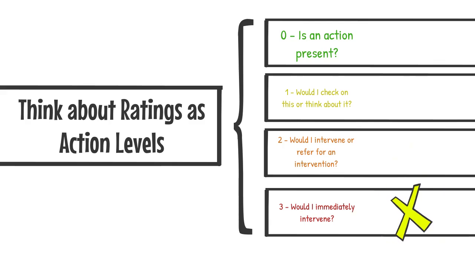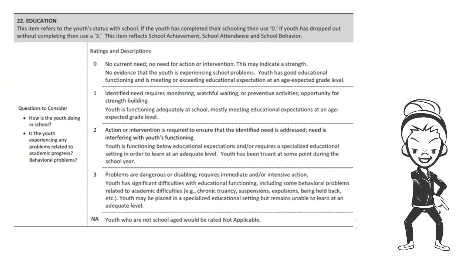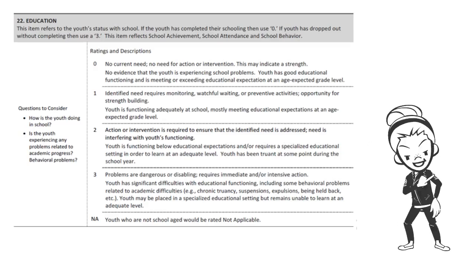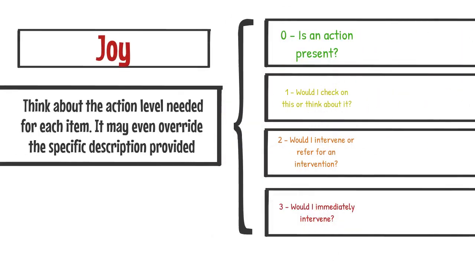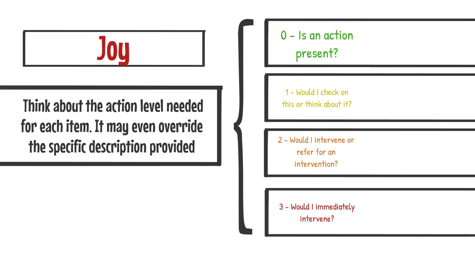Back to Joy's scenario and the information we have about her education, we can think about how we should respond or react to her issues using those action levels. Because we know that Joy has issues paying attention to her teacher, she's a classroom disruption, and her grades are suffering, we can assume that we're going to have to find an intervention for these issues. So we can rate Joy at a 2 for education.